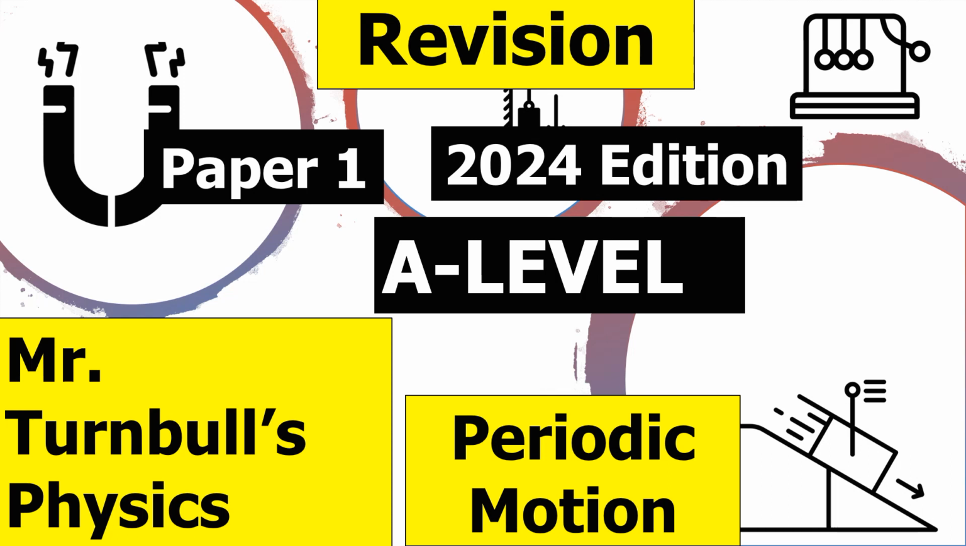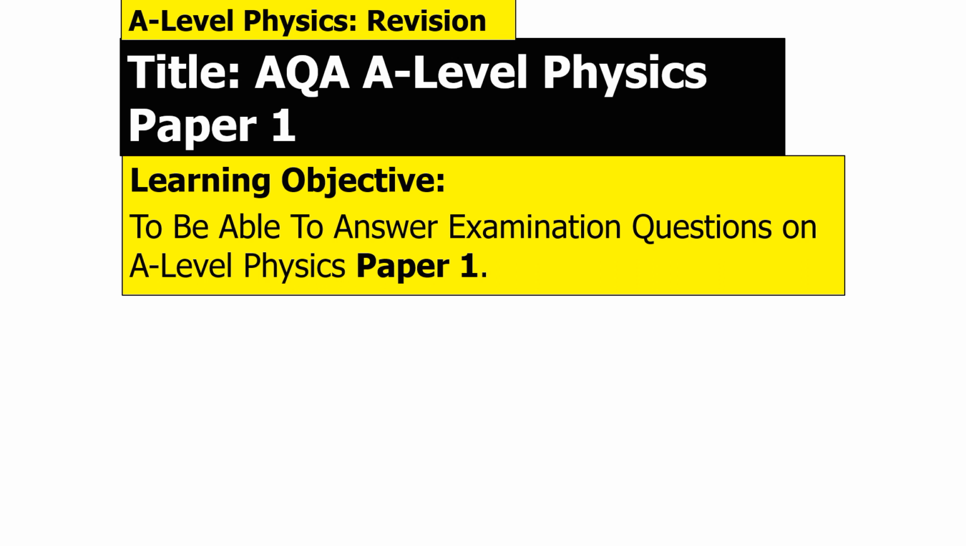Hello and welcome to this revision session for AQA A-Level Physics on the topic of periodic motion, which is found in paper 1 of the course. So in today's revision session we're going to be looking to answer examination questions on A-Level Physics paper 1, in particular those questions on periodic motion.